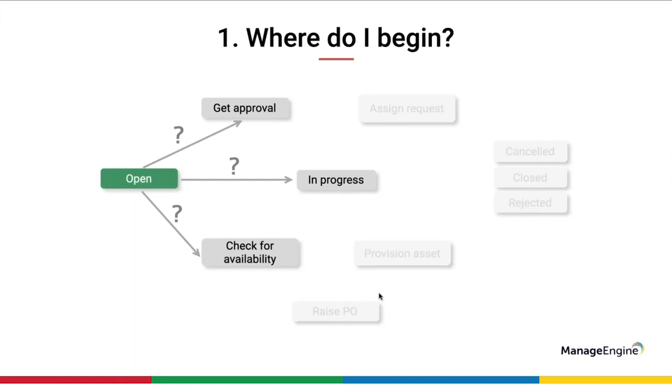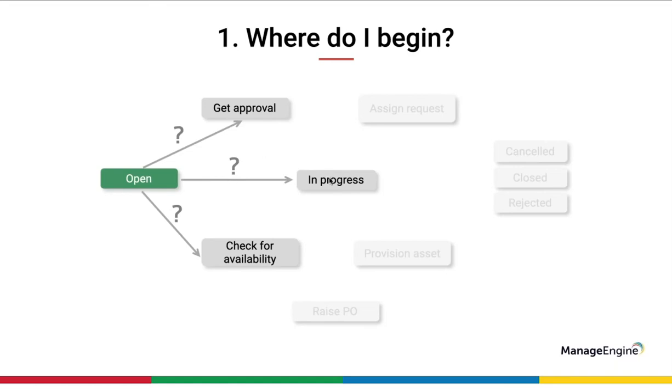All right, so let us break it down. Let us elementally analyze how a request is going to progress, based on the situation. Now, when a request is submitted to IT, the technician has three options. He can directly check for availability, he can directly move the request to get approval, or he can place it in progress state.